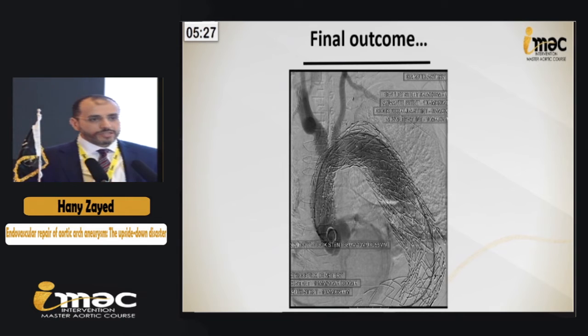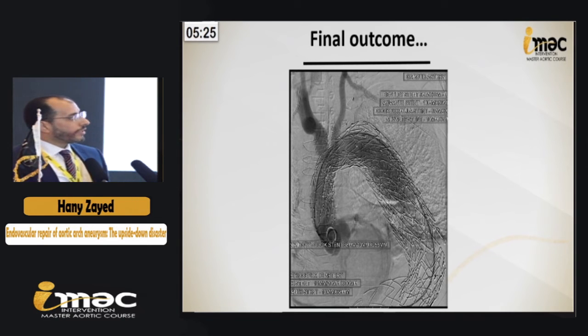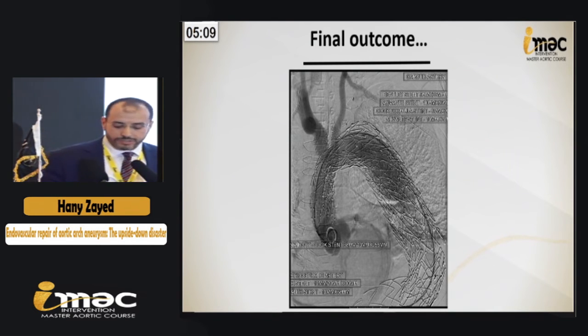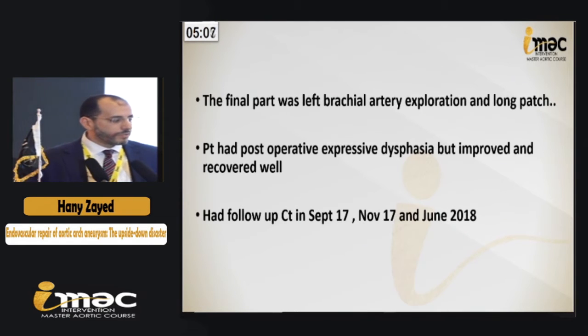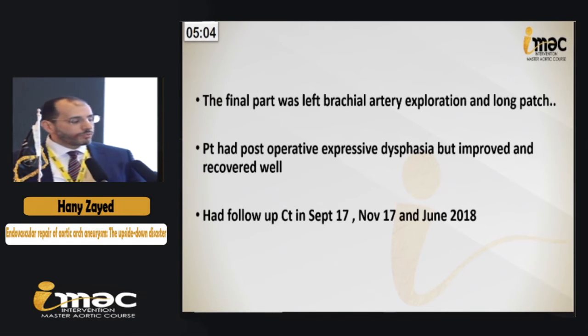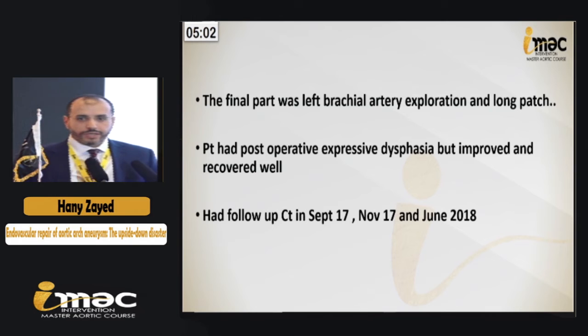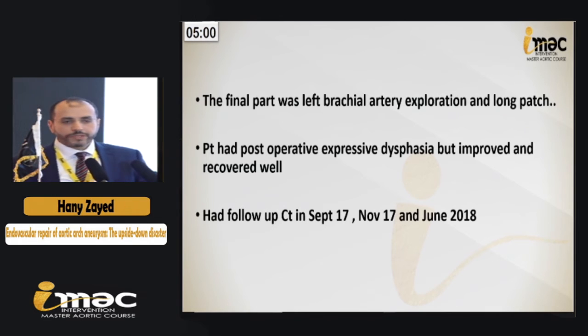Luckily, after around six and a bit hours, this was the final picture, and you can see the stent is here, and the brachiocephalic branch is coming above, in front, and inferior to the stent graft, and the left carotid branch is taking the same route. And you can see lots and lots of lining stents to try to keep the stents open. There was a left brachial artery cut-down repair at the end. The patient post-operatively, unfortunately, developed expressive dysphasia. However, this improved within two weeks without any intervention.